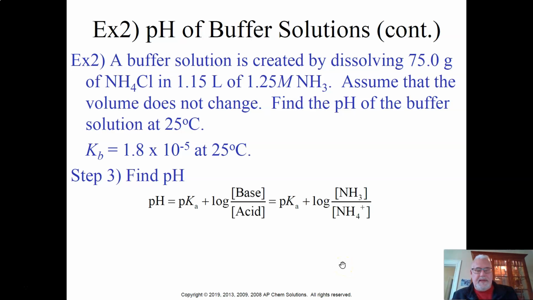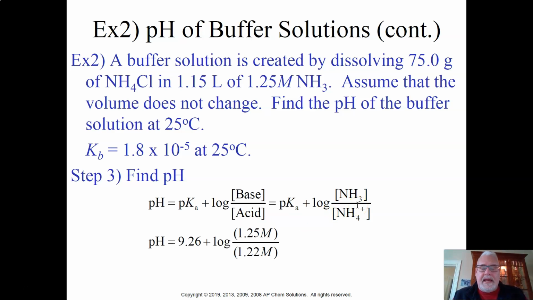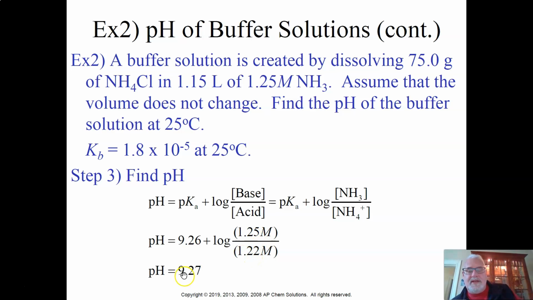So for finding the pH, you got the pKa, which we just figured out, is going to equal the weak base over the conjugate acid on the bottom right there. So it's always base over acid, and when you get that, it's 1.25 over 1.22. You take the log of that, that's going to change it again very, very slightly. Okay, but that's important that you show all that, and you show why it's not 9.26 anymore. It's 9.27. All right.